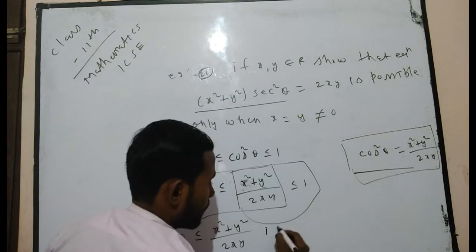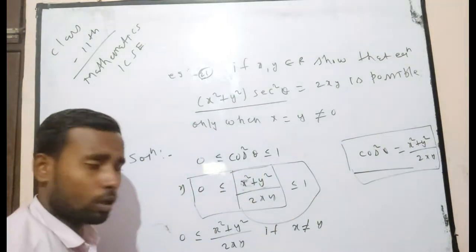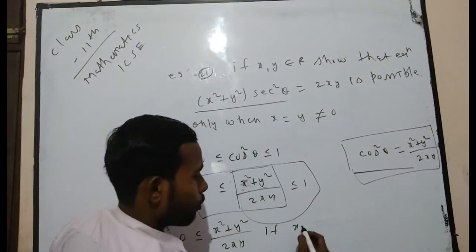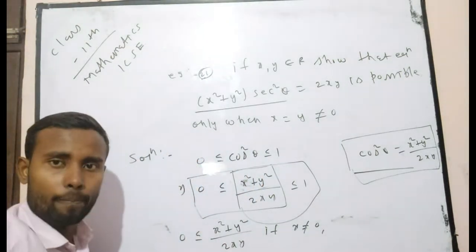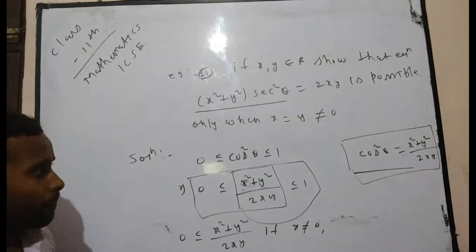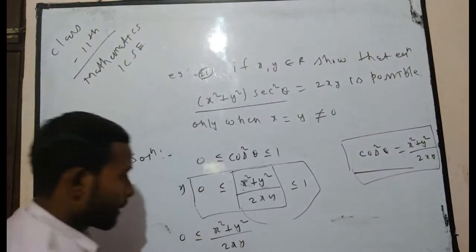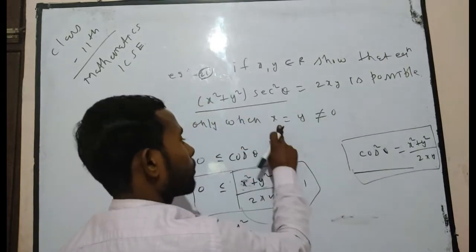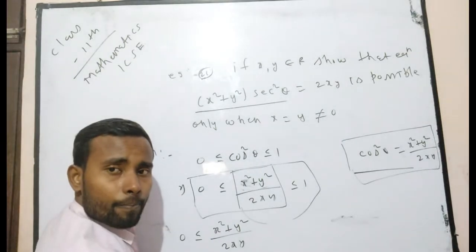If x is not equal to 0, y is not equal to 0. Or in other words, you can say that if x is not equal to 0, then what can you say about it? According to this problem, you have to show that it is only true when x is equal to y but not equal to 0. Here x square plus y square by 2xy.